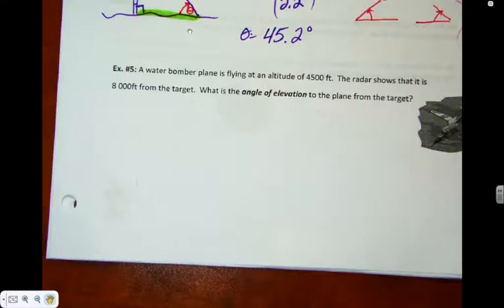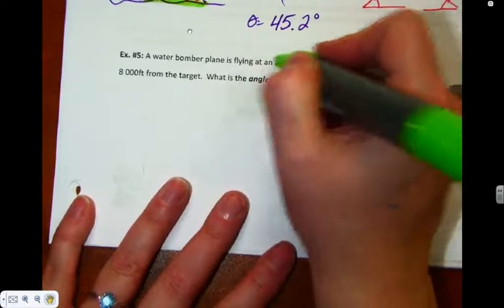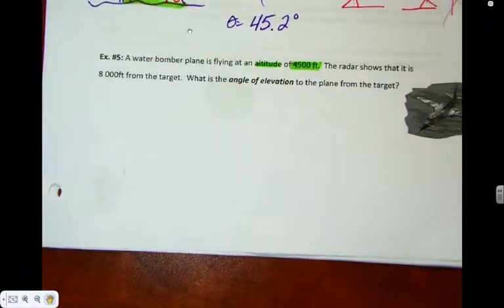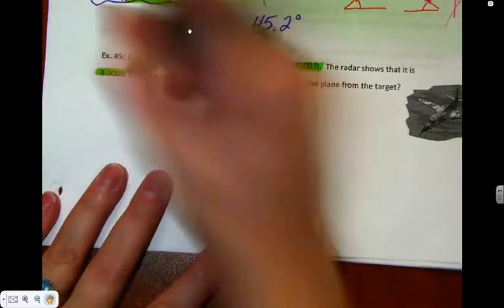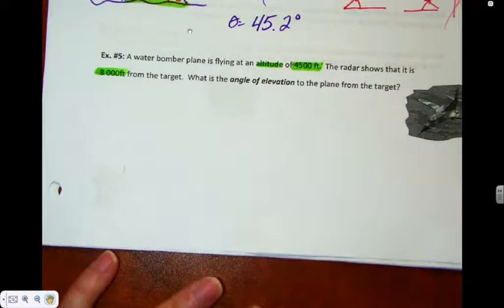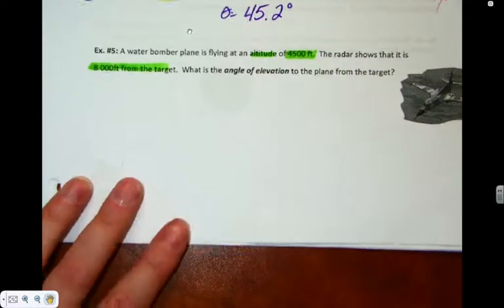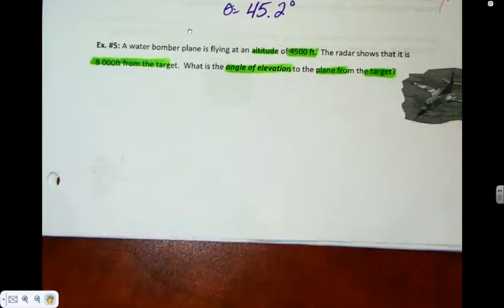What's it about? Plane. Okay. What do we need in the first sentence? And for non-sciencey people, what's a synonym for altitude? What does the same thing mean? Height. So if you want to put that in brackets, if that works better in your brain, it's the height of the plane. Second sentence. Bold and italicized angle of elevation, plane target.